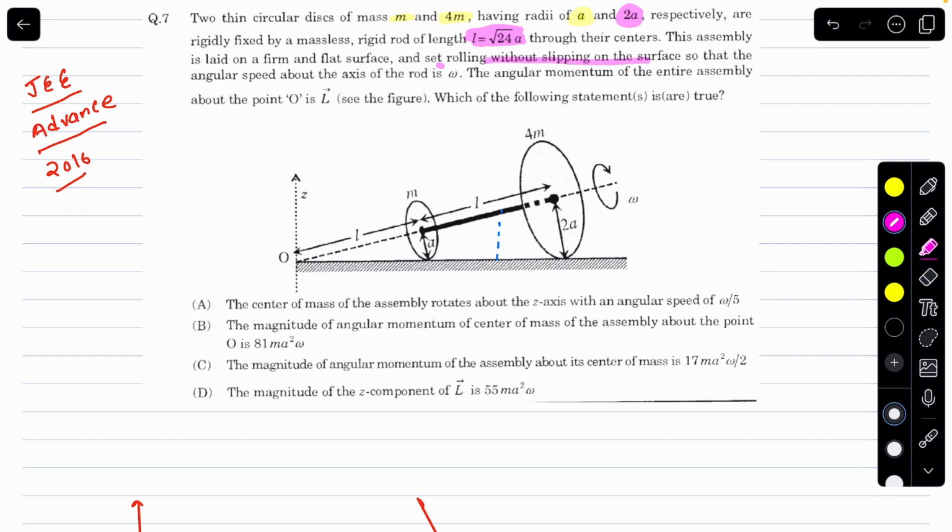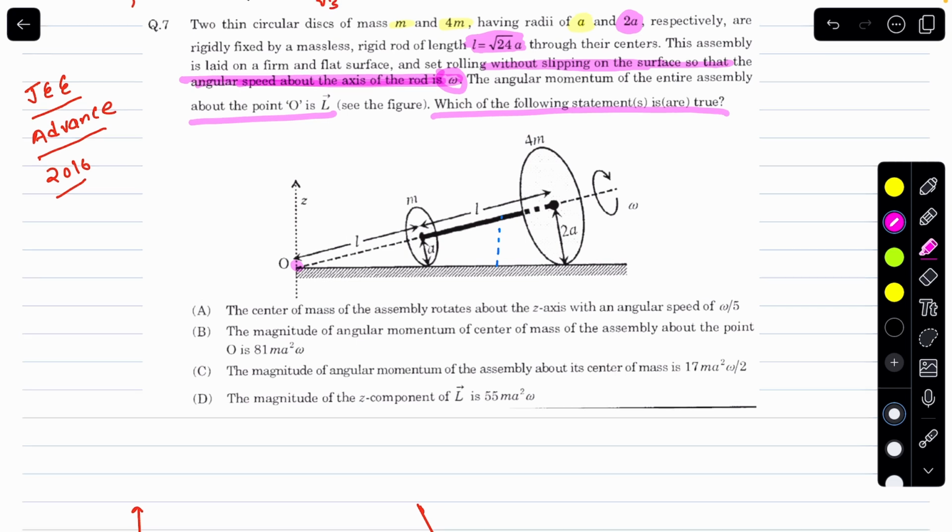And their assembly is laid on a firm flat surface and set rolling without slipping. So it is a similar condition to our Irodov question, so that the angular speed about the axis of the rod is omega. Yes, they have also denoted that in the figure. The angular momentum of the entire assembly about the point O is L. So this angular momentum about this point O is L.